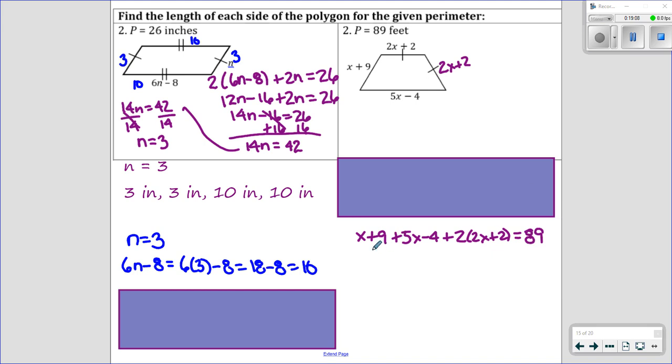So I'm going to do the distribution, and at the same time I'm going to add like terms. Over here is 6x. This one is plus 5. And this one gives me 4x plus 4 equals 89. Continue to combine like terms. Then I'm subtracting 9 on both sides.